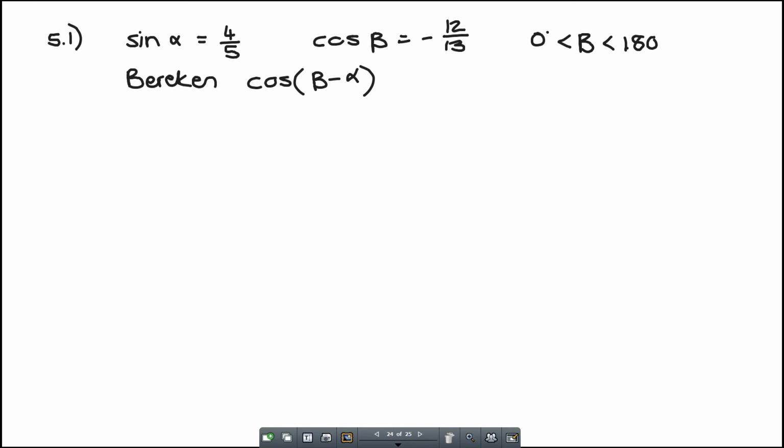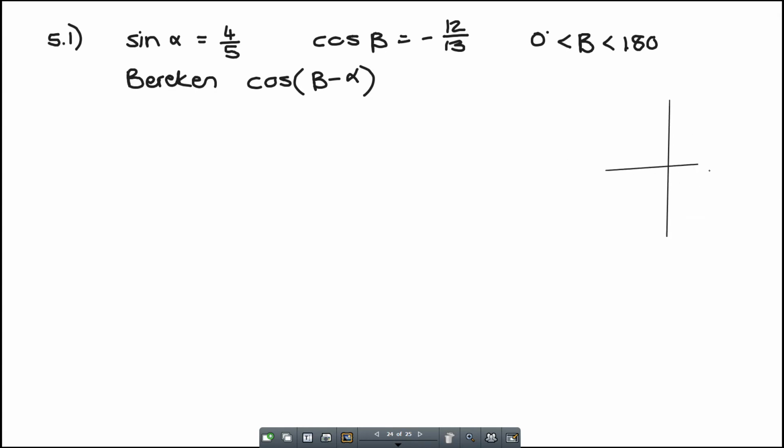Okay, so 5.1. Hierdie was die enetjie wat jy dalk bietjie sou mee gesukkel het, né? At 5.1, it says, jy mag nie 'n sakrekenaar gebruik nie, né? As sin alpha 4 op 5 is, met alpha is 'n skerphoek, né? So it must be an acute angle, and cos beta is minus 12 over 13. Beta must be between 0 and 180. Calculate the following. Okay, so kom ons gaan krap gou-gou.